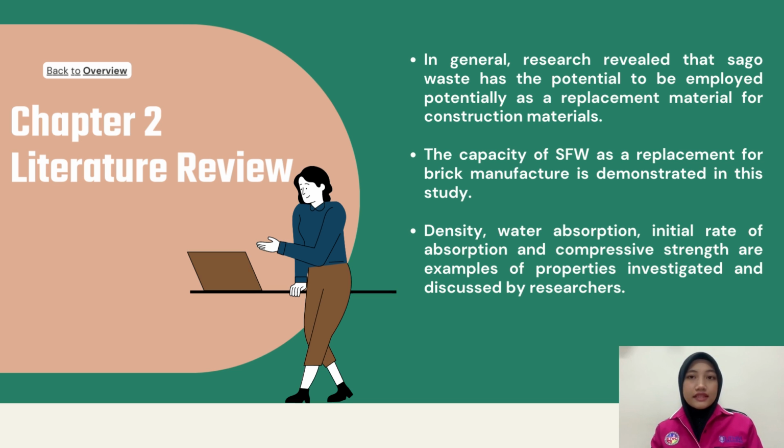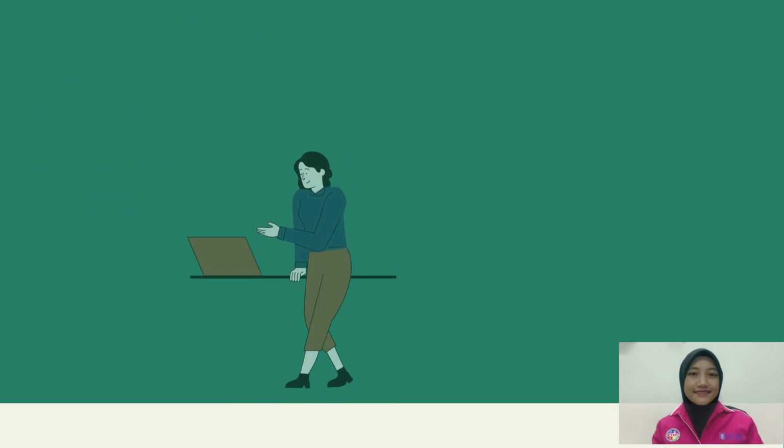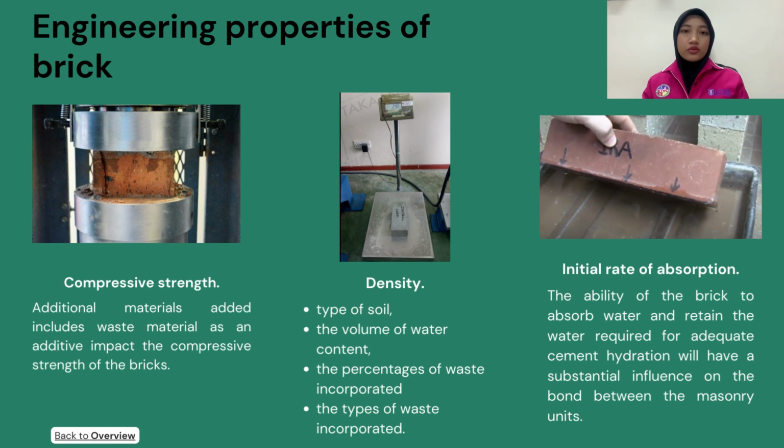So the density, water absorption, initial rate of absorption, and also compressive strength are examples of properties investigated and discussed by researchers. The engineering properties or qualities of the bricks will be affected in terms of compressive strength, density, and initial rate of absorption once waste material such as Sago waste is incorporated in the manufacturing of brick.